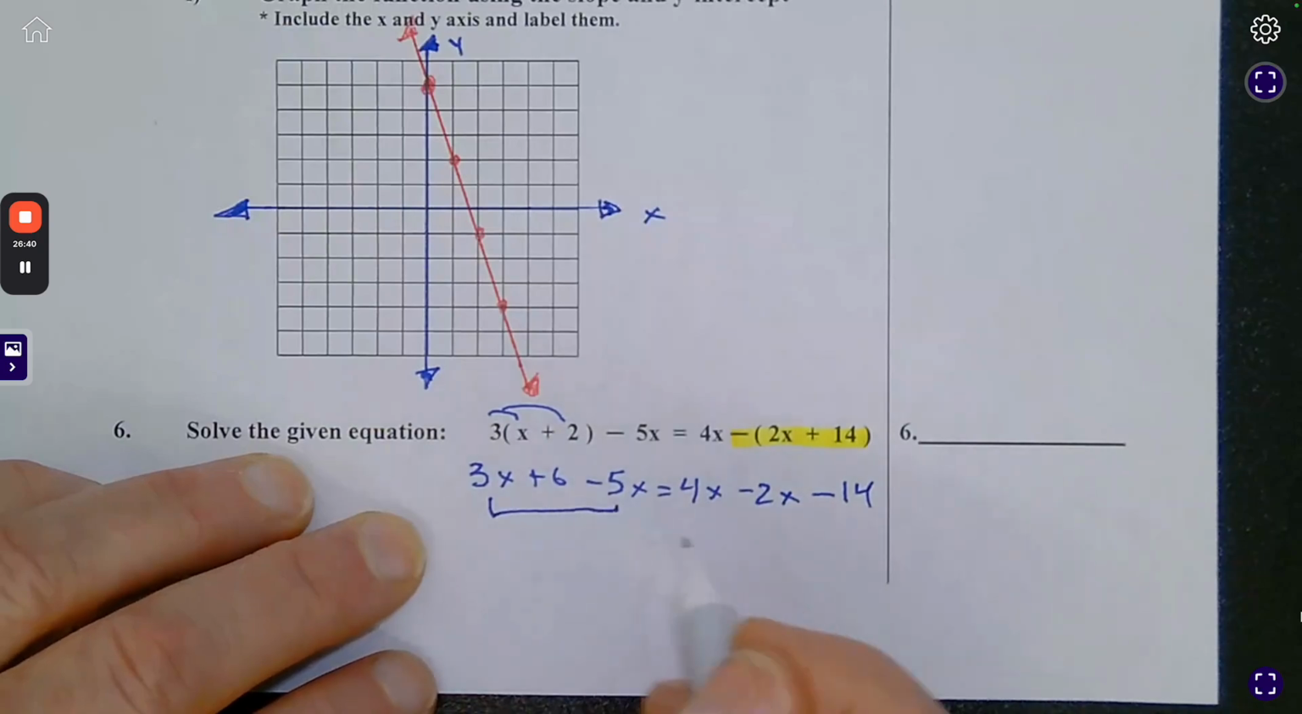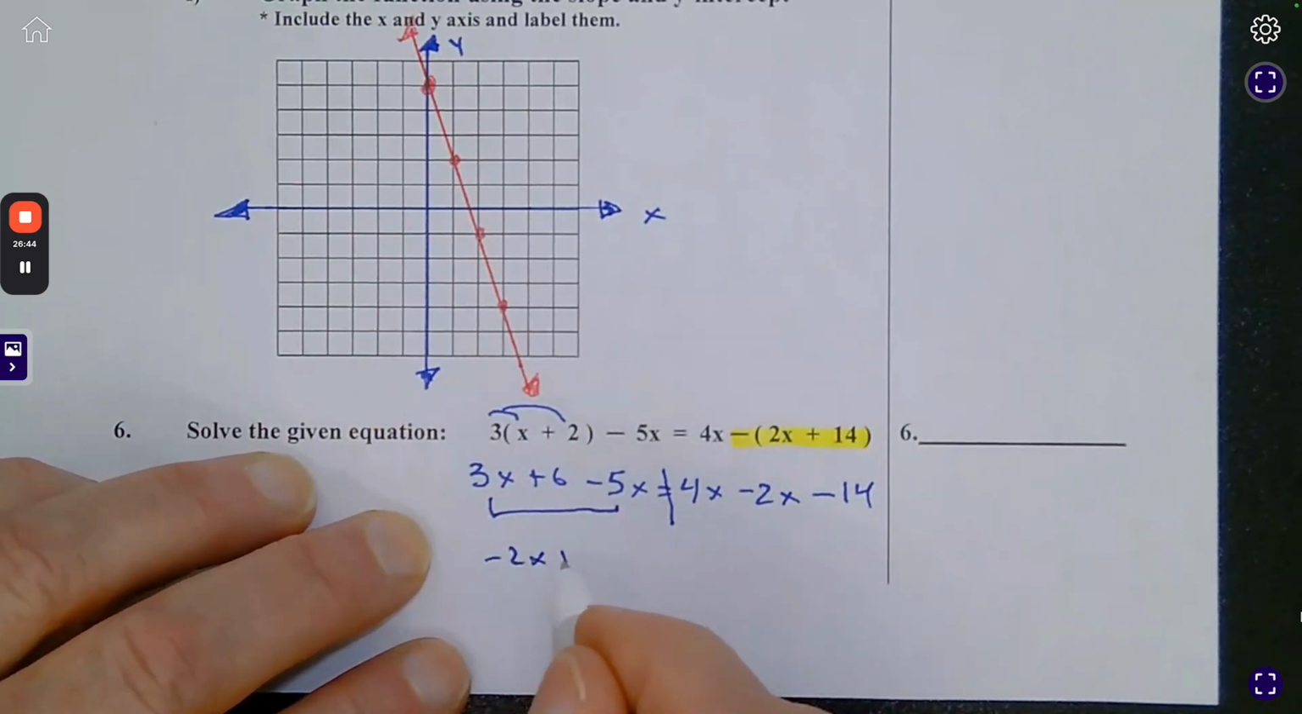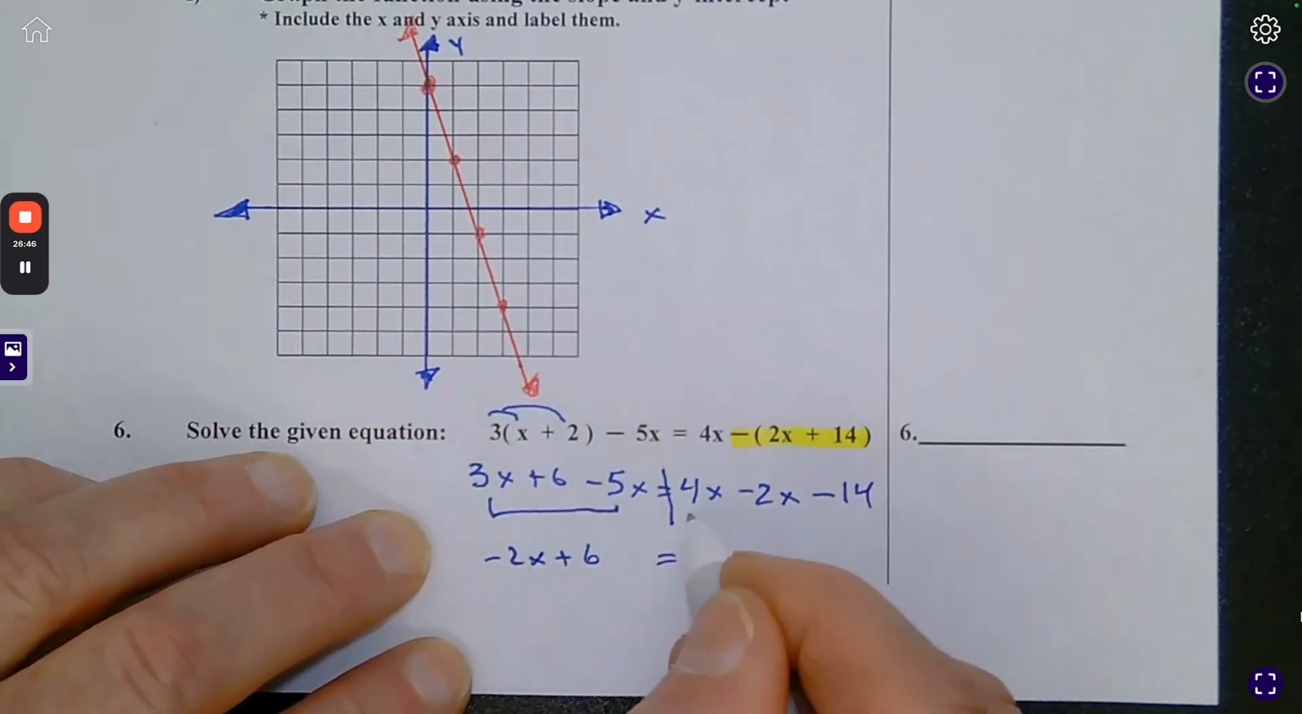So minus 2x, because minus times a plus is a minus. Combine your like terms. They're on the same side of the equal symbol. 3 minus 5 is negative 2. 4 minus 2 is 2.